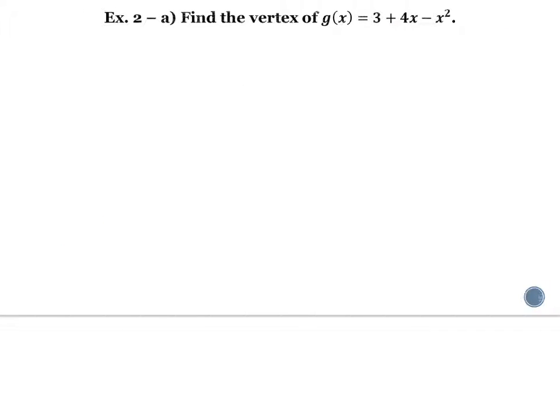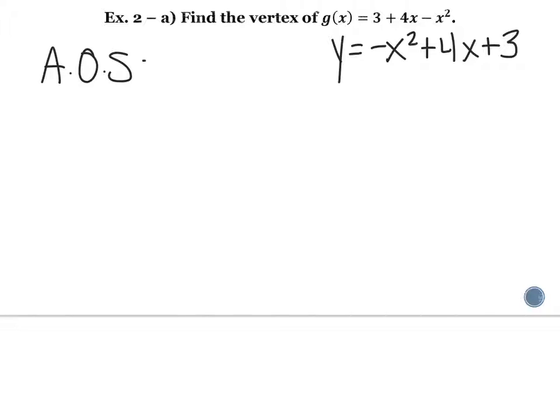Example 2, we have to find the vertex of this equation. So I'm going to rewrite it, because right now it looks crazy. Negative x squared plus 4x plus 3. So in order to find my vertex, I don't actually have to get it in the form that we've been using. There's a formula that helps you find your axis of symmetry, which then will in turn help you find your vertex. So to find your axis of symmetry, you can use this formula right here. Negative b all over 2a.